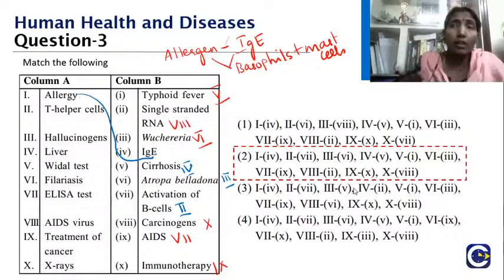In alcohol, chronic alcoholism or following some infections like hepatitis, cirrhosis is the end of it. It is the end stage liver disease. What about the Vidal test?